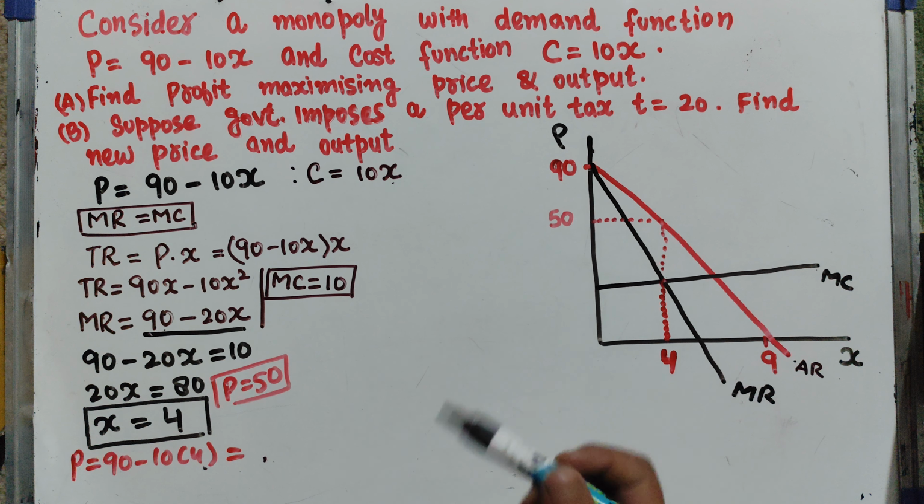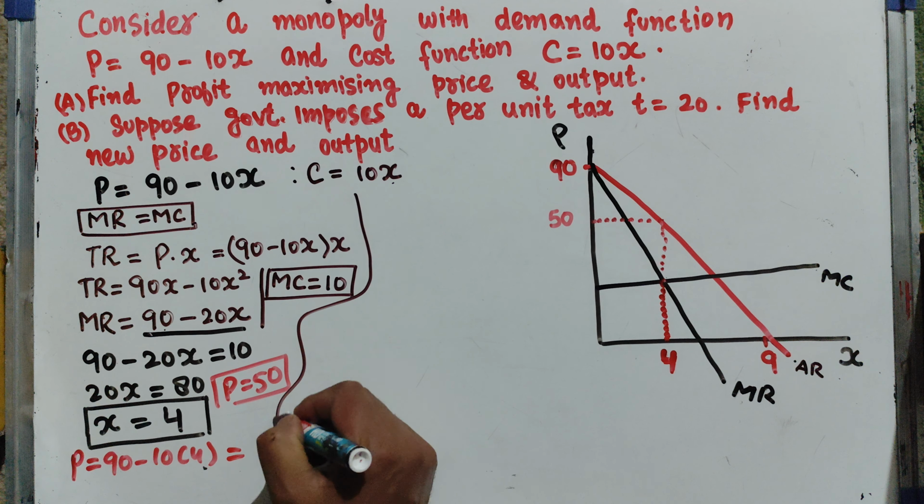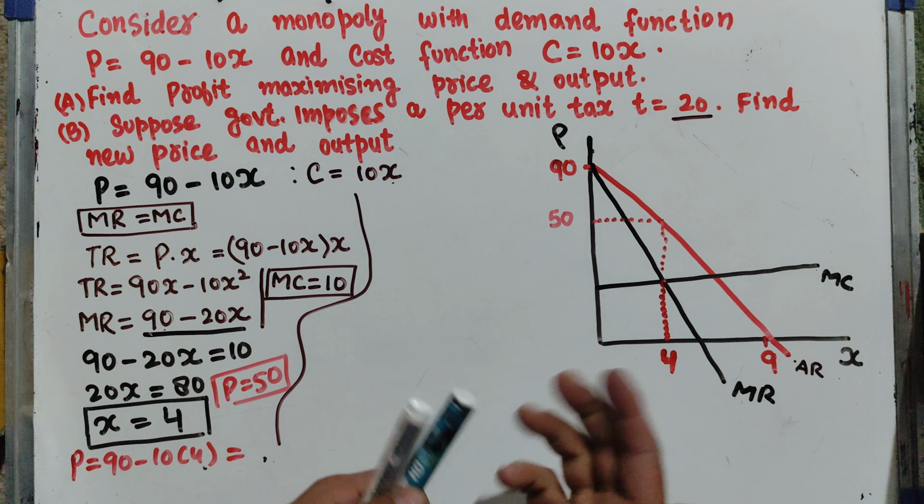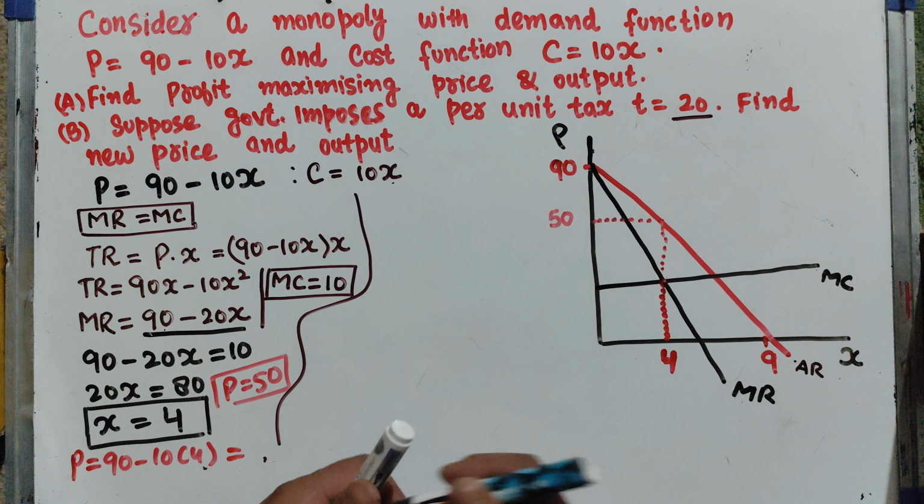Now we are being told that government imposes a per unit tax of 20. Okay, and what will be the impact? What will be our new price and output? Okay, so what happens?